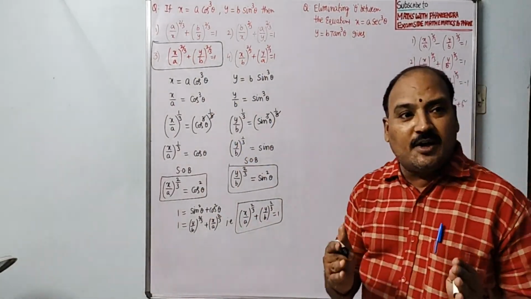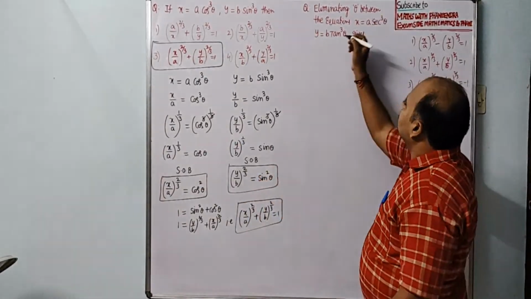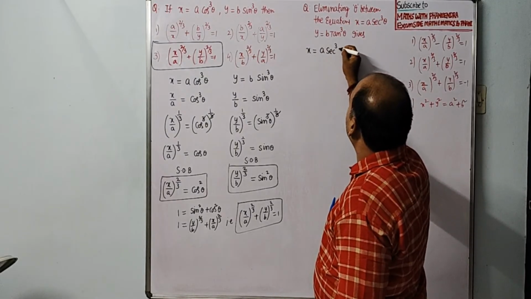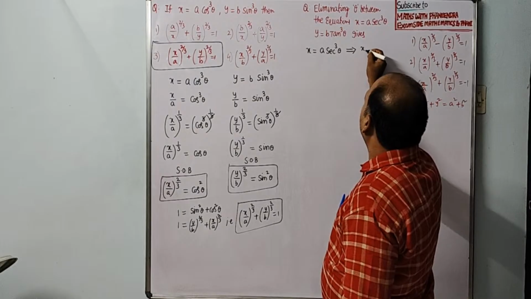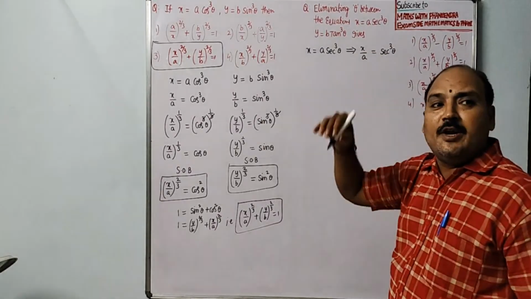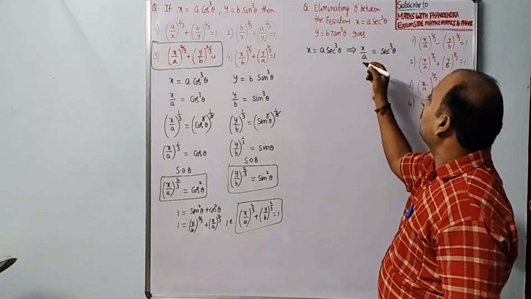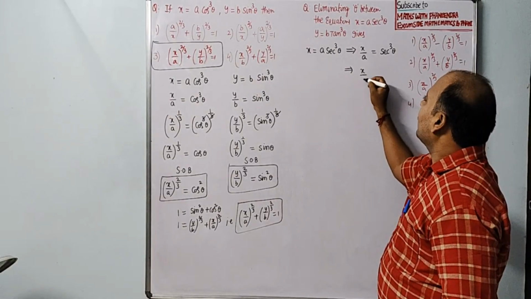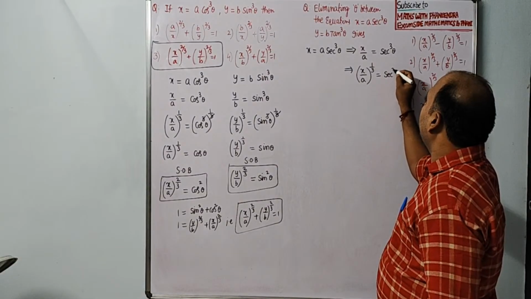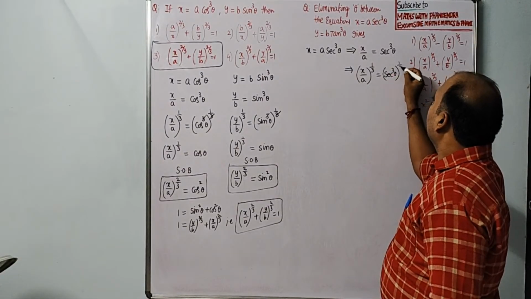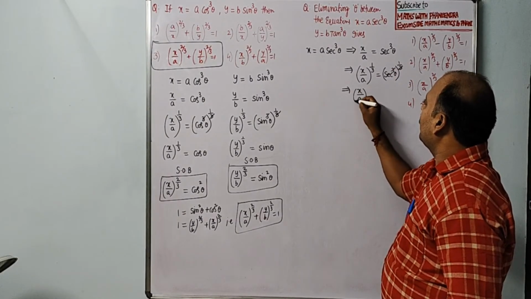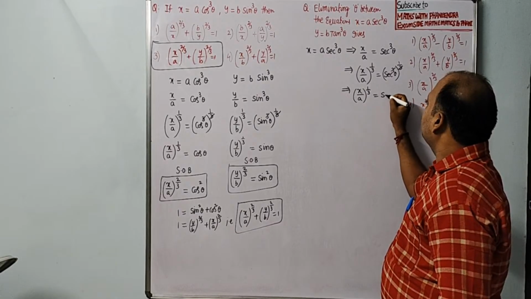Here the question is related to secant theta and tan theta. So first, x is equal to a secant cube theta. That implies x by a equal to secant cube theta. I want secant theta itself. So here also, raise power 1 by 3 on both sides. x by a whole power 1 by 3 is equal to secant cube theta whole power 1 by 3. So here 3 gets cancelled. Therefore, x by a whole power 1 by 3 is equal to secant theta.